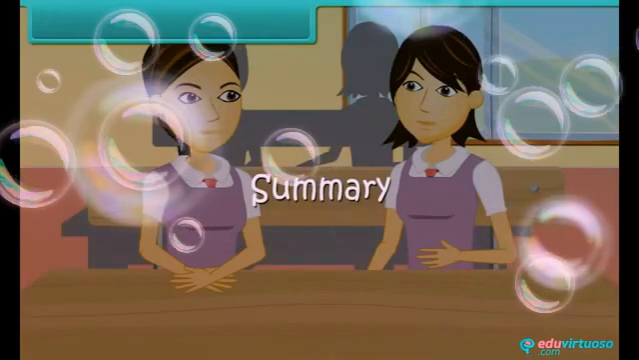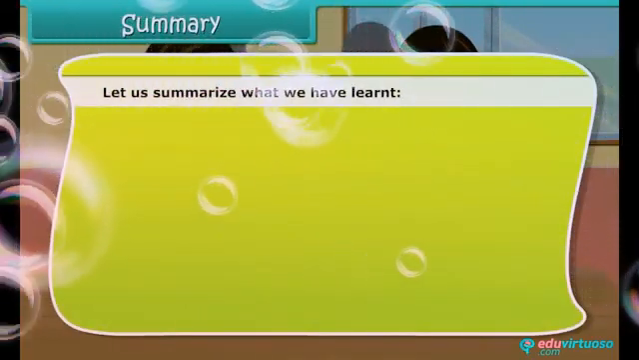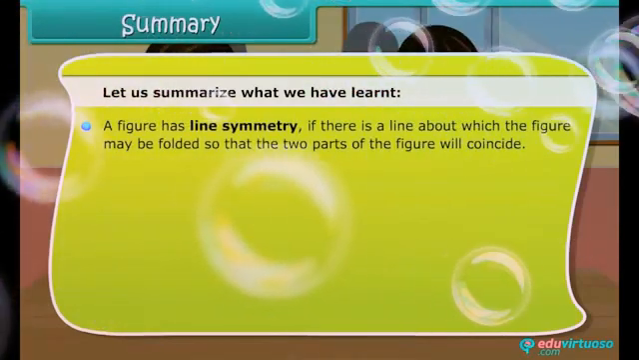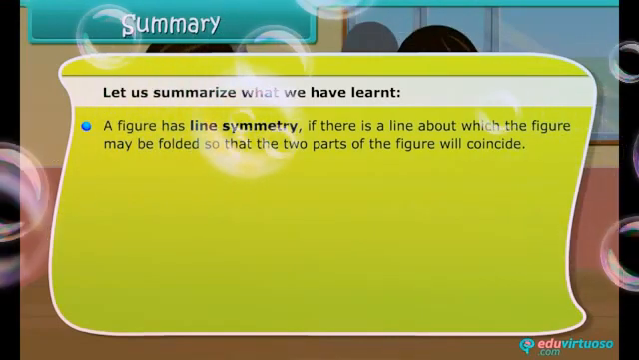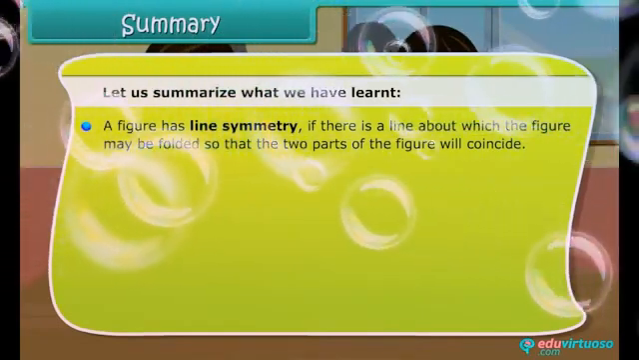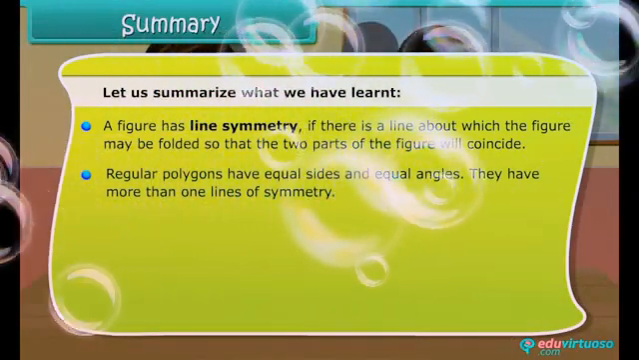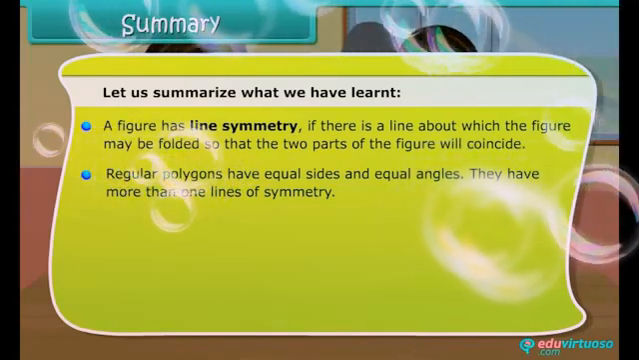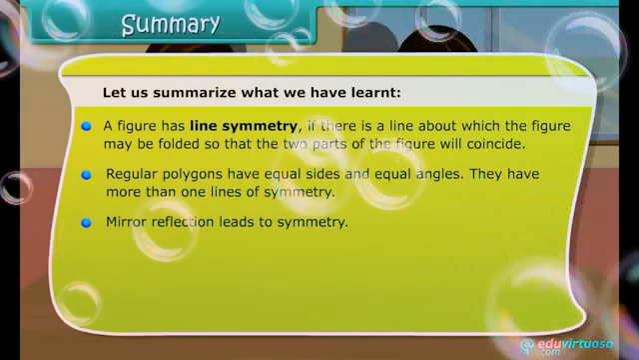Summary. Let us summarize what we have learnt. A figure has line symmetry if there is a line about which the figure may be folded so that the two parts of the figure will coincide. Regular polygons have equal sides and equal angles. They have more than one line of symmetry. Mirror reflection leads to symmetry.